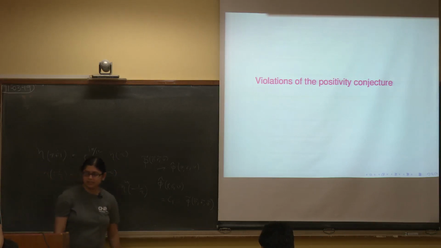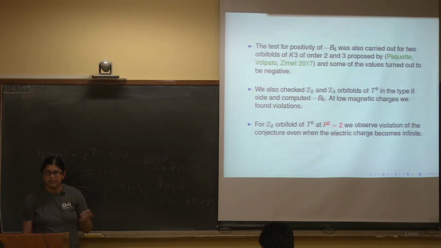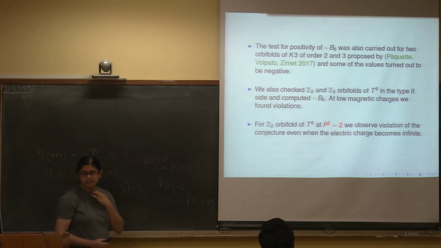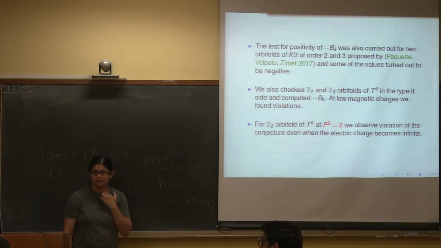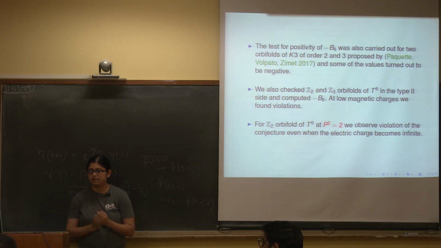So, violations of the positivity conjecture. Let's move on to this one. First, we computed this minus B6 for two proposed orbifolds of K3, which were of order 2 and 3. I'm sorry, the positivity conjecture is the same as just saying that the minus B6 should be positive, and it should be positive because it's counting states of a black hole.